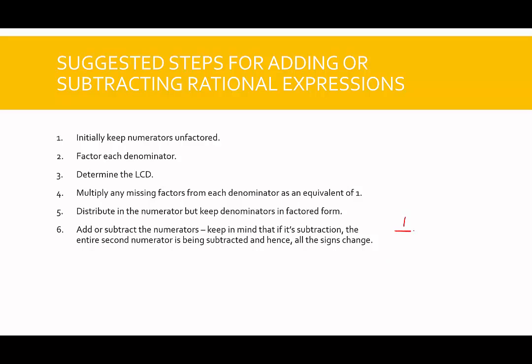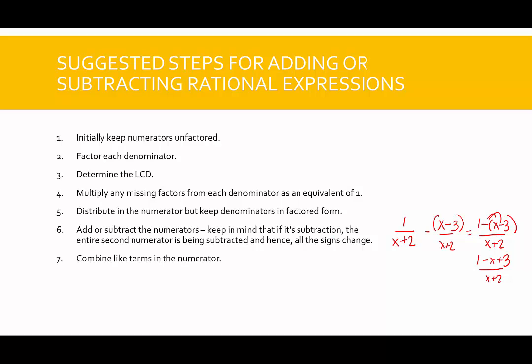So if we have 1 over x plus 2 minus x minus 3 over x plus 2, when you go to subtract, you're subtracting this entire numerator. So this would become 1 minus (x minus 3) over x plus 2. And then we would distribute this and we would end up with 1 minus x plus 3 over x plus 2. So just keep that in mind. It's a very, very common mistake to not change all of the signs of a numerator that comes after a subtraction sign.